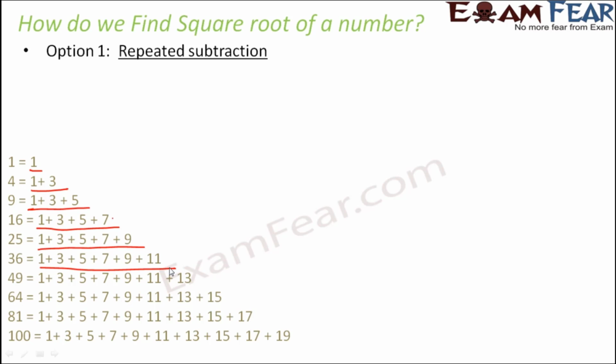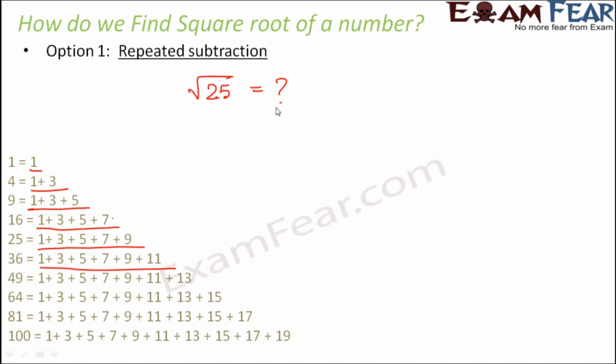Now we saw that square root is just the inverse function of squares. So this time also we will do something with the odd numbers, but we will not add. Instead of addition, we will subtract them. That is why this method is called the repeated subtraction method. So let us take one example. Let's say we consider the number 25, and you have to find out the square root of 25.